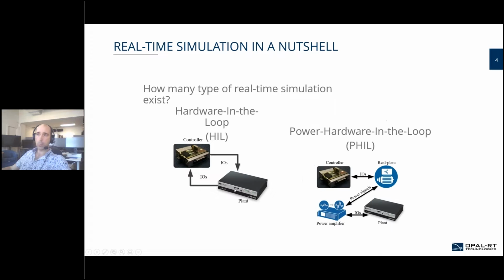And then you can go one step further with what we call power hardware in the loop, in which case your controller is interfaced with a real converter or whatever purpose you want to use it for, but that has actual higher power. So you have a plant that is connected to an amplifier, and then the model of what you want to simulate controls the power amplifier and so on.